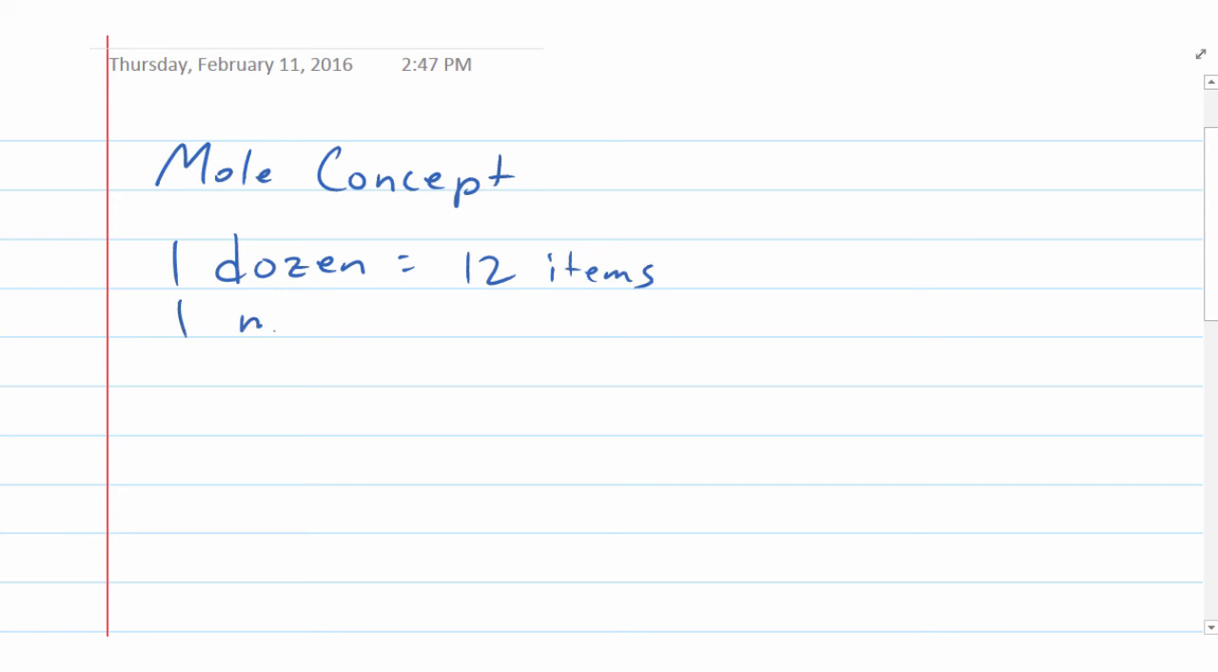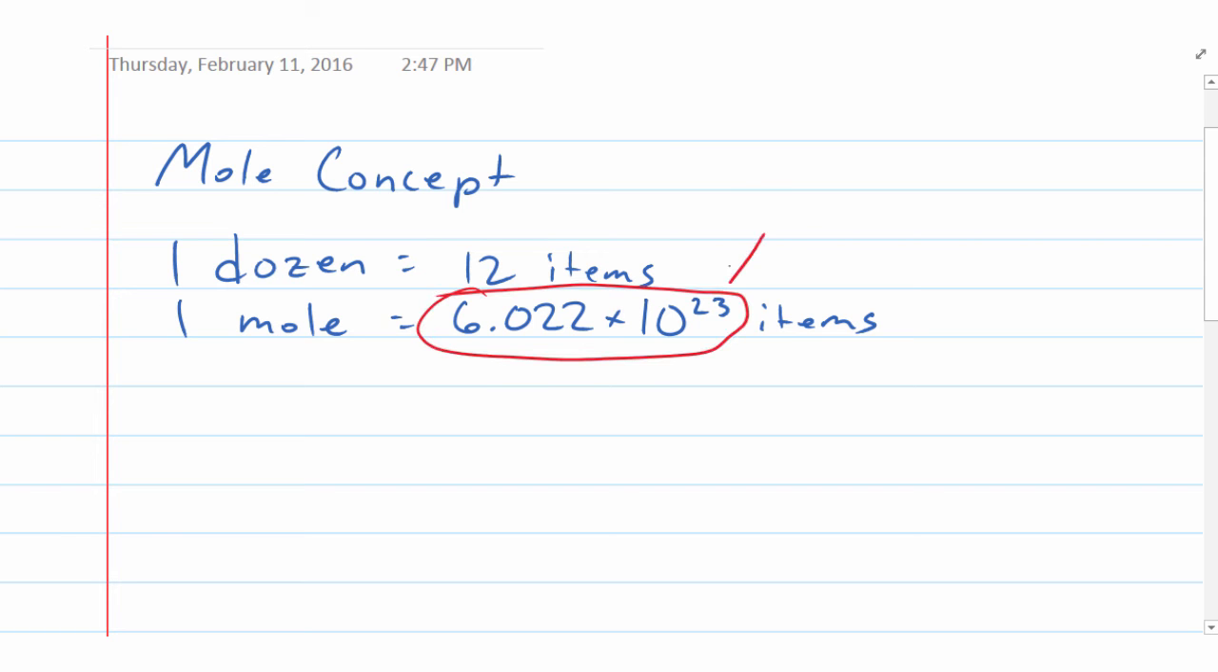And when we're dealing with a mole of something, turns out that we're dealing with 6.022 times 10 to the 23rd items. And this number also goes by a name. It's also referred to as Avogadro's number.